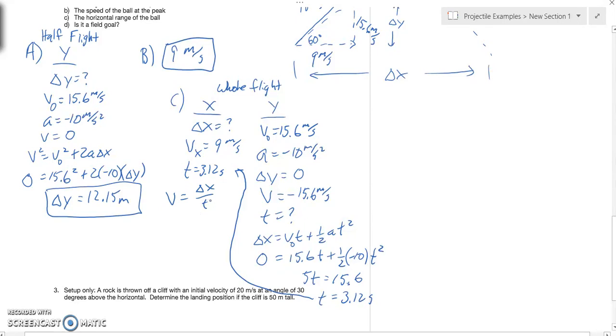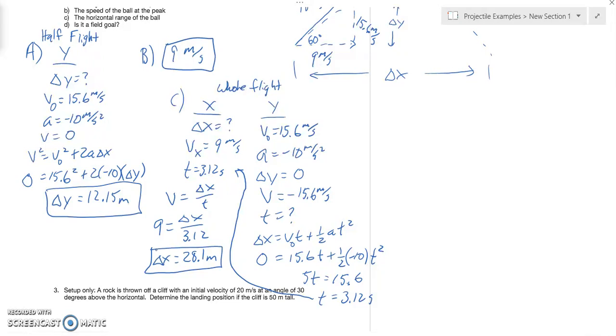The only equation I'm ever going to use in the x direction, so I've got 9 equals delta x over 3.12. So how far does it go? You solve that and we get 28.1 meters. Okay, so that's our answer for part C.